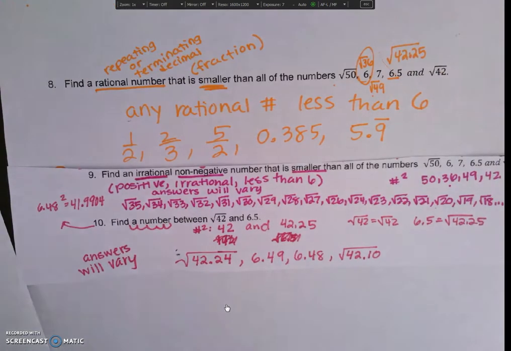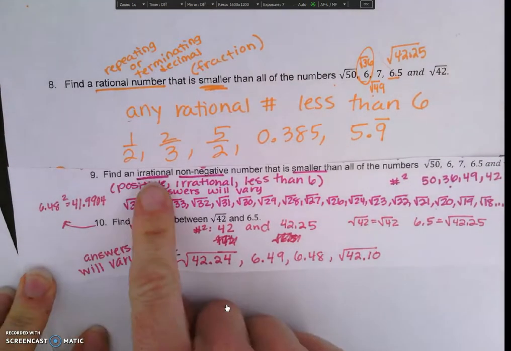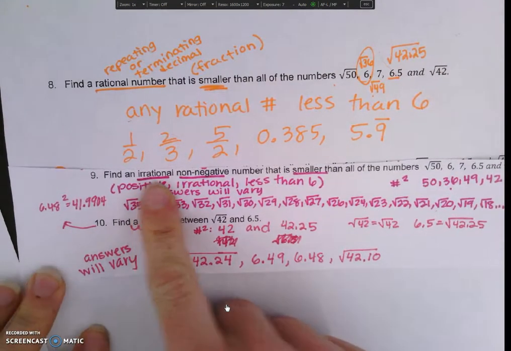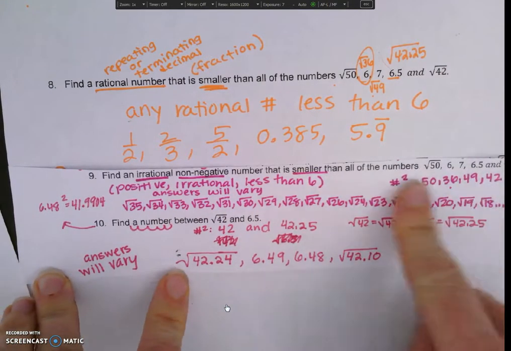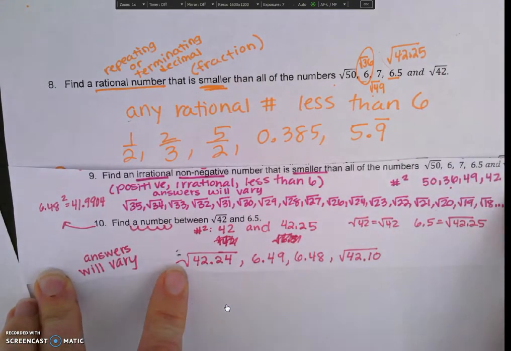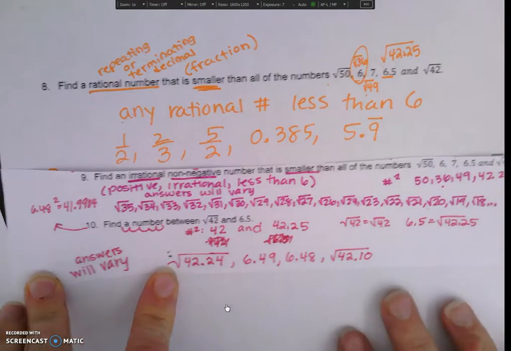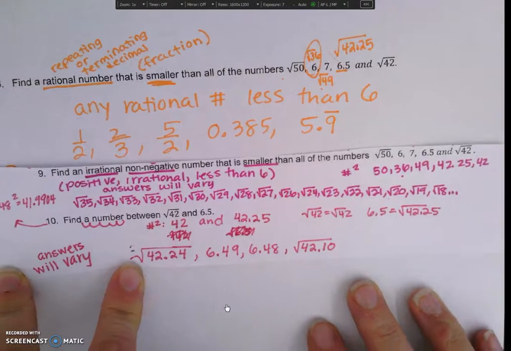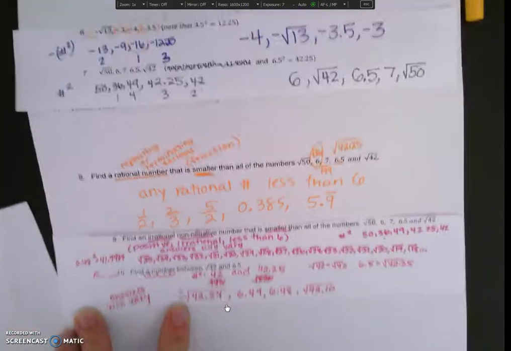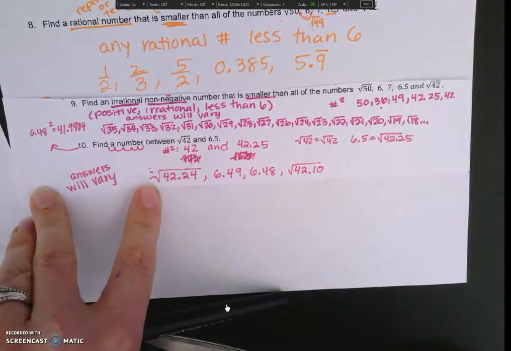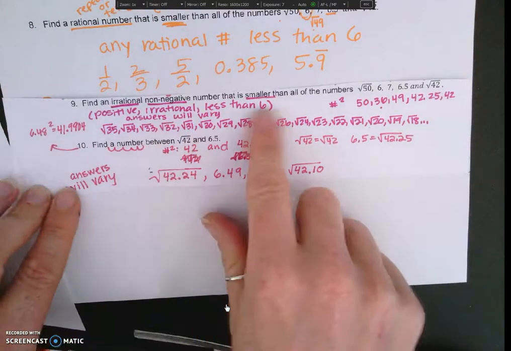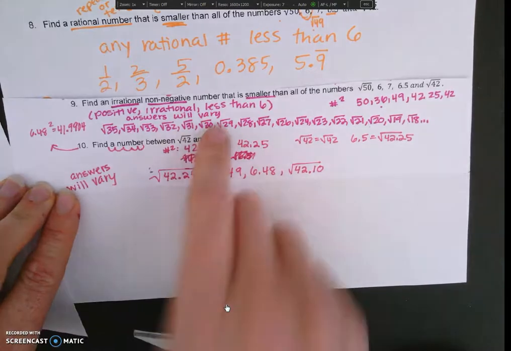Awesome. Let's figure out what we found out. Number 9, an irrational non-negative number that's smaller than all these numbers. So the first thing we need to figure out is the smallest of the numbers. So again, it's the same list of numbers. So of course, the smallest number is still the same. The smallest number is still 6. So we need a positive irrational number less than 6. So the answers will vary.